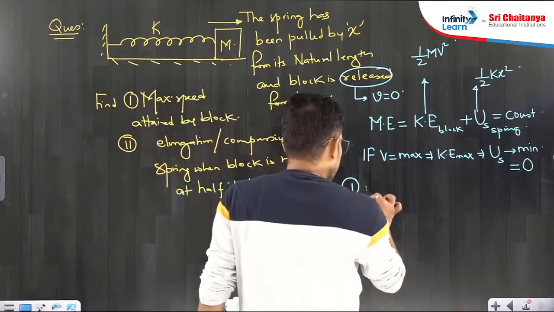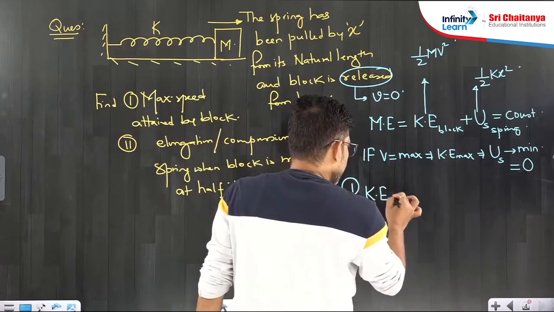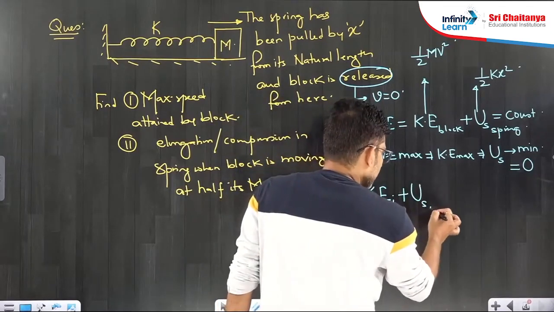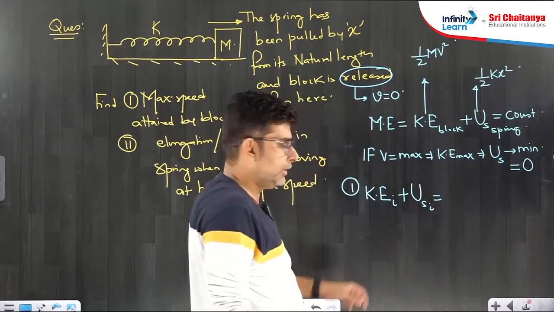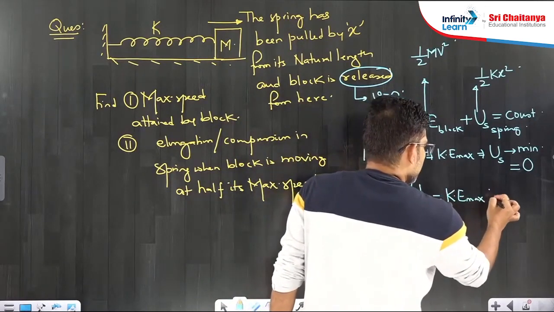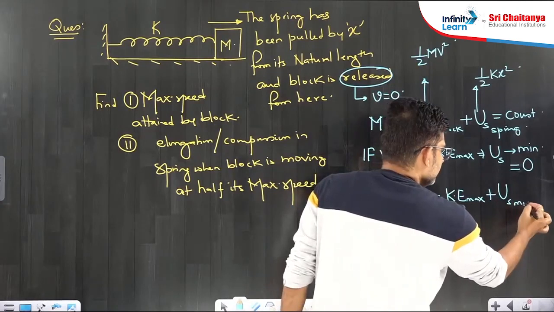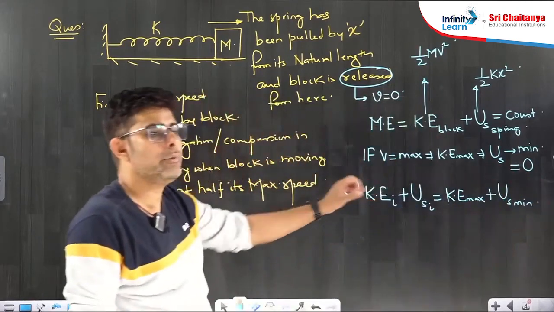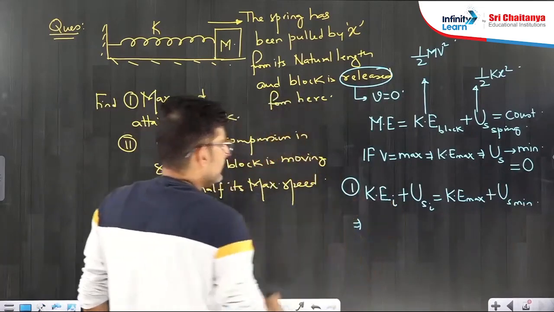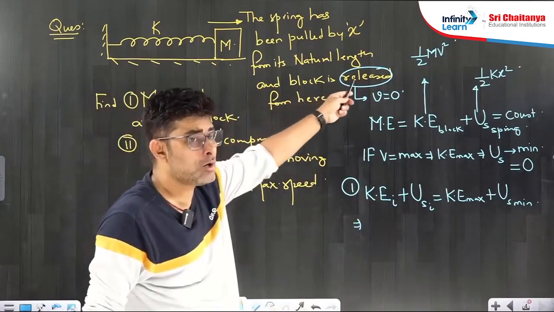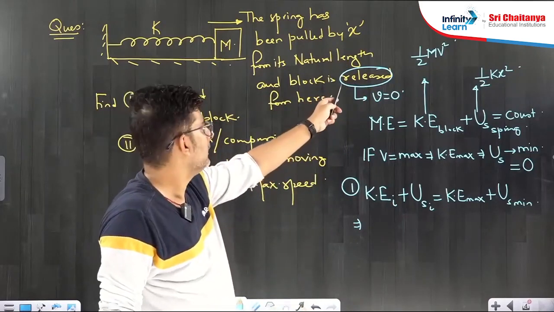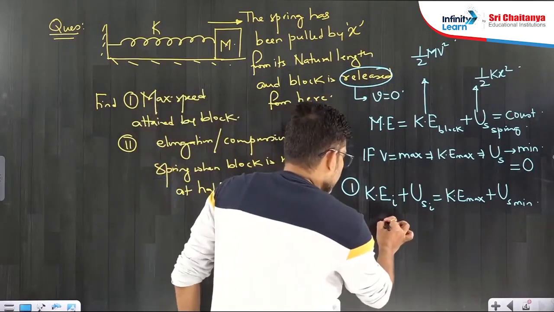So I can say initial kinetic energy plus initial potential energy is equal to, when kinetic energy is maximum, potential energy will be minimum. So I can equate the energies. Now from here, what is the initial kinetic energy? They have said that the block was released. When the block was released, then kinetic energy was 0.